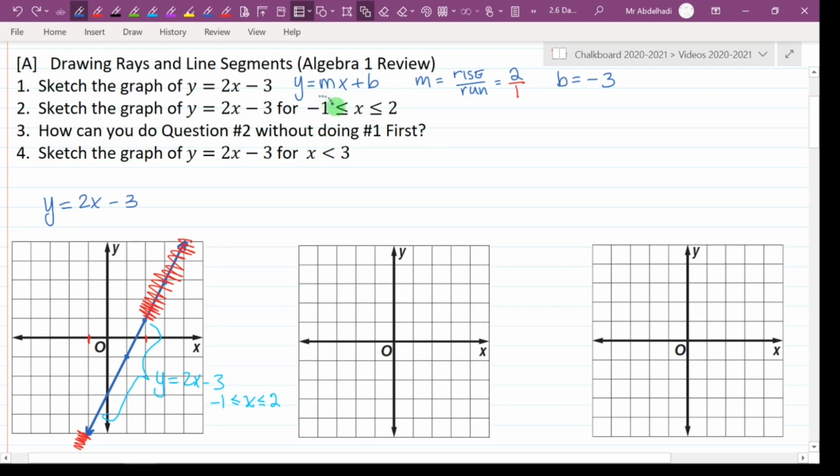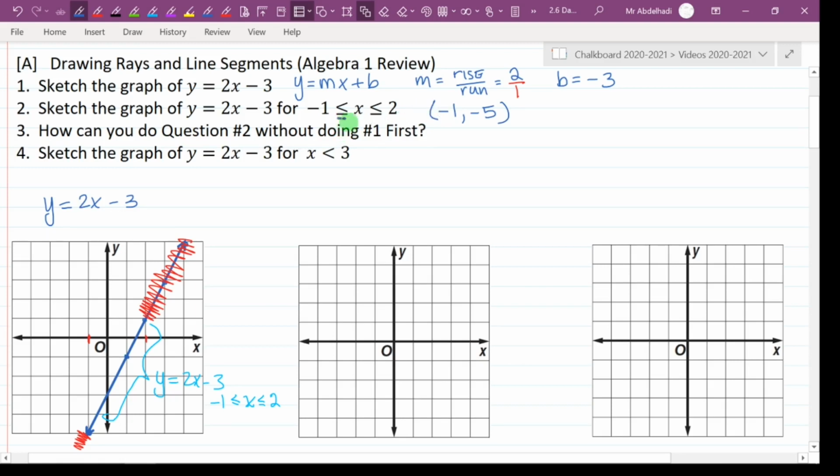So take the -1, which is your starting x value, and evaluate it by plugging it into the function here. Evaluate means plug in and see what value you get. Okay, it's not solving. Solving is getting x by itself. Evaluating is plug in and see what you get. So let's evaluate what we get for y if we plug in -1 for x. Well, 2 times -1 is -2, minus 3 is -5. So what I see here is that when x is -1, y is -5, and that's going to be one of my points, one of my endpoints.